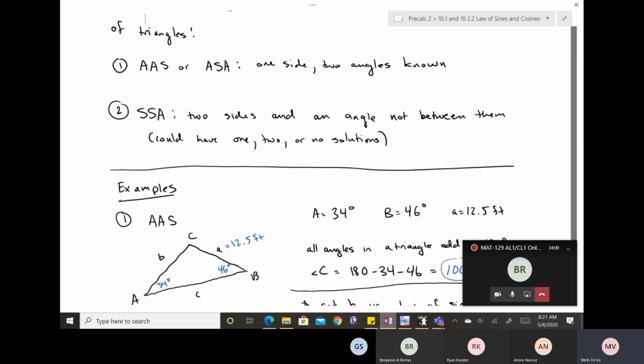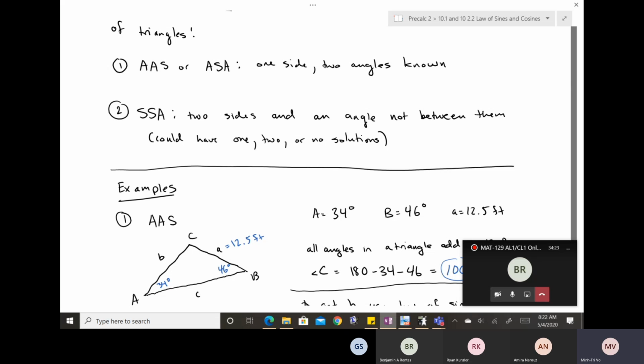Wait, can you repeat the question again? I didn't get that. How could you have more than one solution? Aren't you looking for one thing, a side? How can a side have more than one answer? So the reason is because typically in these problems you have incomplete information, right?